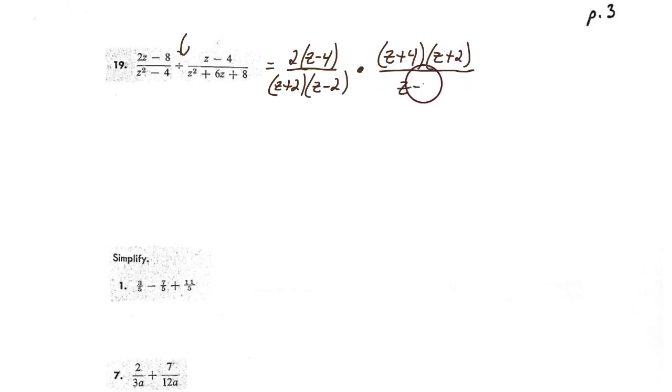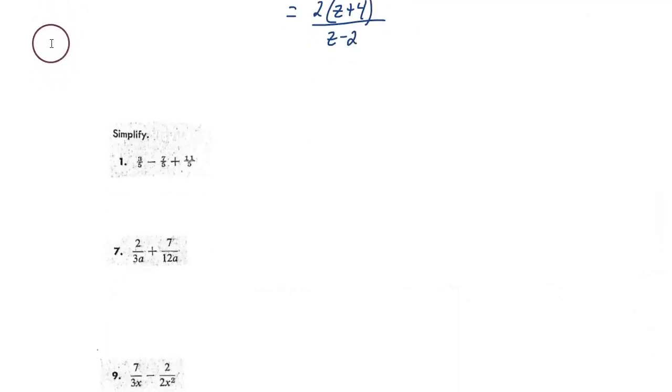over z minus 4. Now look for reducing. The z minus 4's go, and the z plus 2's go, and I think that's it. So final answer is 2 times z plus 4 over z minus 2.